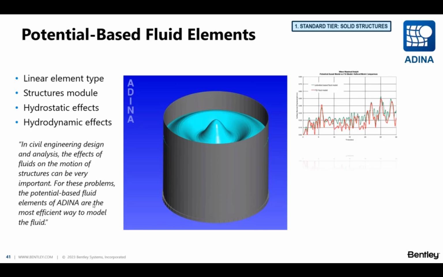Okay, so we are getting towards the end of these features. This is the potential based fluid elements that I was speaking about before, and in my opinion is one of Adina's greatest and best kept secrets. It's a very easy to implement and computationally efficient element type, so the analysis runs quite fast.